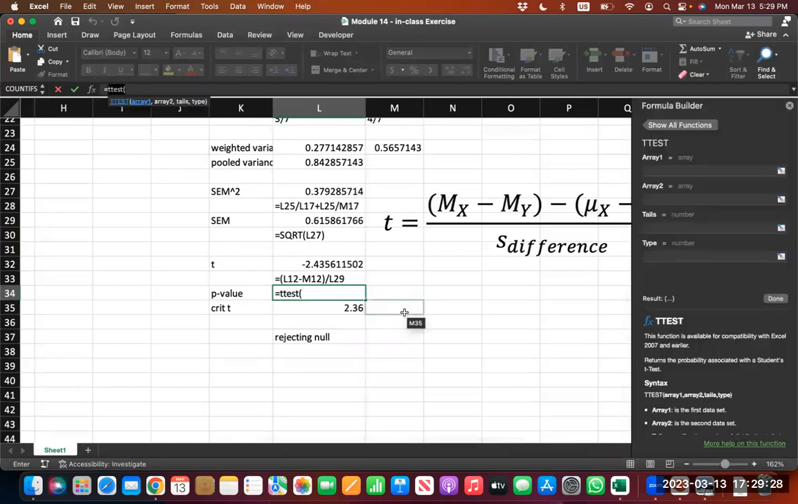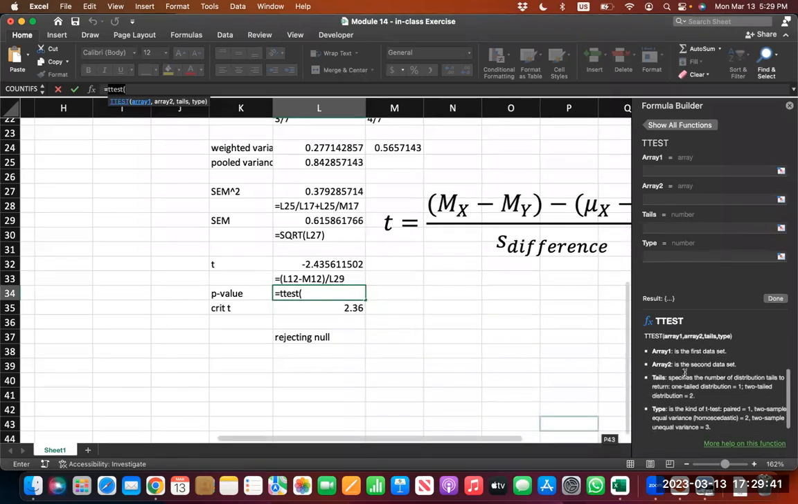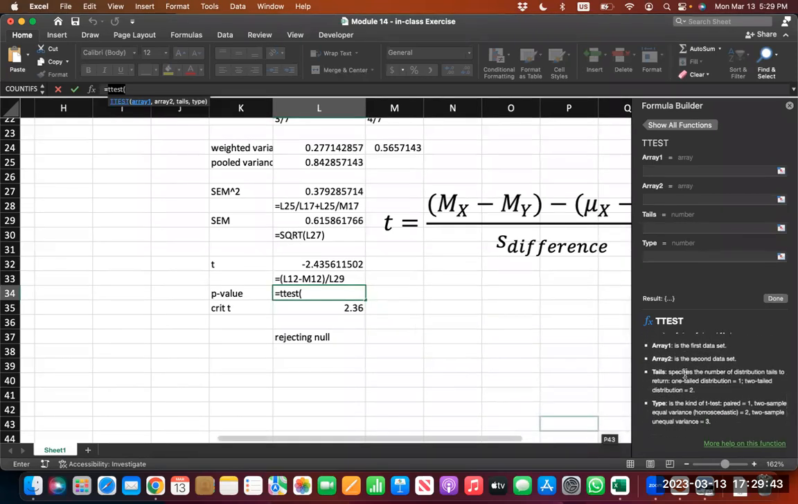So if we open the formula builder for t-test, we have array 1 and array 2, and it asks us for the number of tails and for a type. Array 1 is simple, right? That's our sample X. Array 2 is our sample Y. Tails is the number of distribution tails, either one-tailed or two-tailed, depending on where you want those 5% of acceptable type 1 error risk to go.